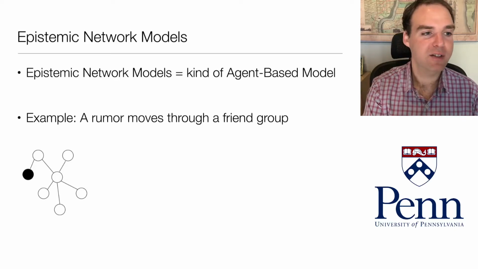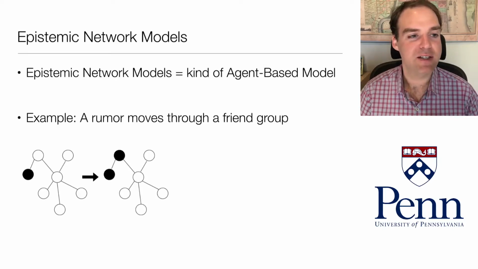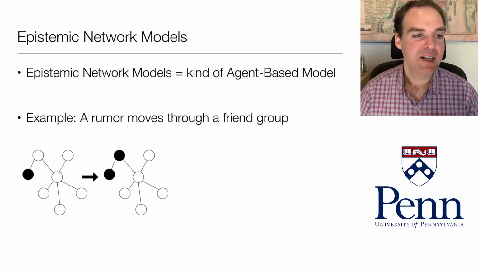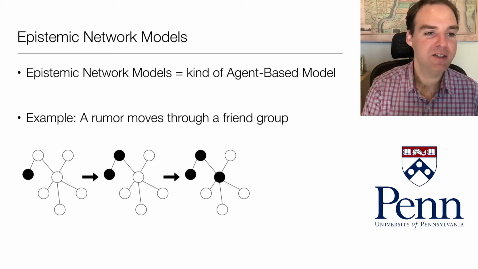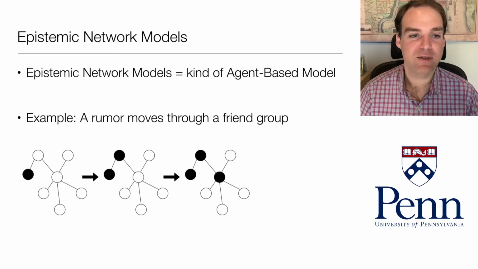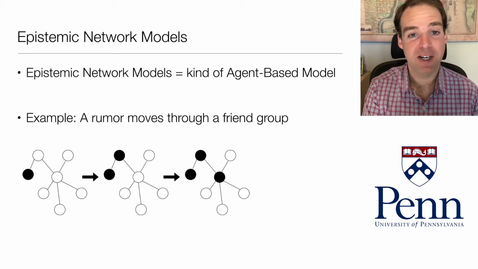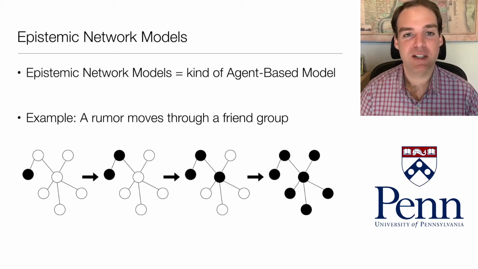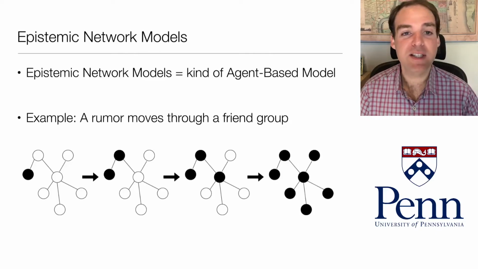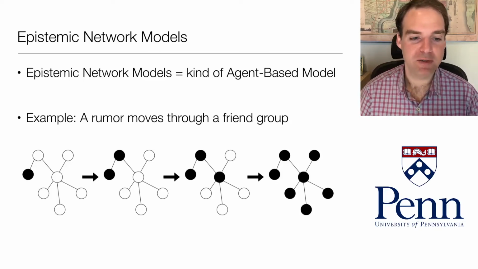Sally tells the one person she talks to at recess, and then the network looks like this. And then that one person tells the person in the center of the network, and that person in the center of the network likes to tell everybody everything, so then the information spreads to the entire group. That's a really simple example of an epistemic network model.